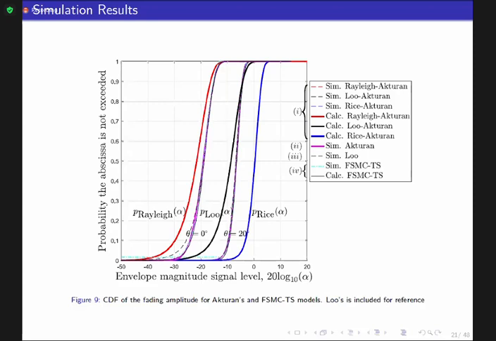A key behavior that's illustrated here is the fact that Arctan's model, since it's built as a linear weighing of three distributions, can interpolate between the three distributions, right? You can see that with different sets of Arctan parameters, you can kind of move through the spectrum of Rayleigh, Loo, and Rice distributions, right? This is a very interesting behavior and highlights the flexibility that this model presents, right?